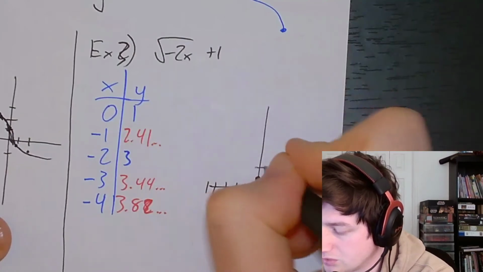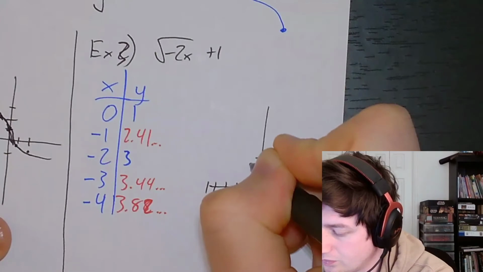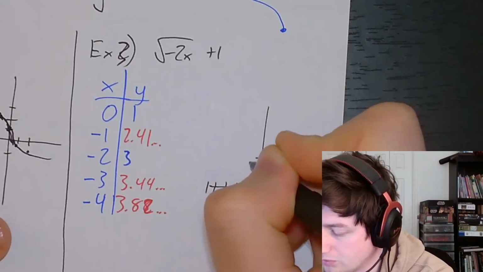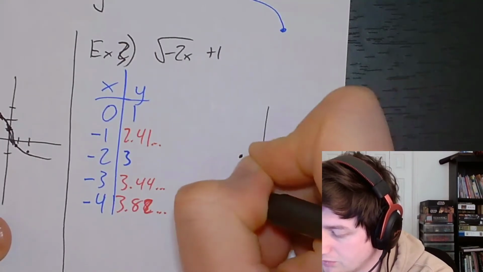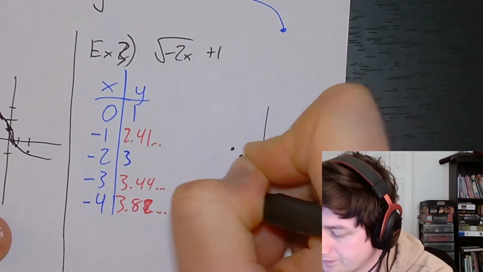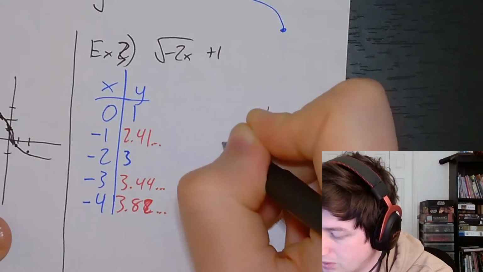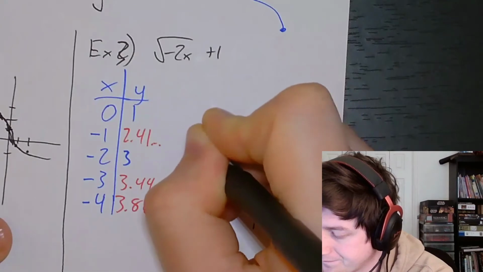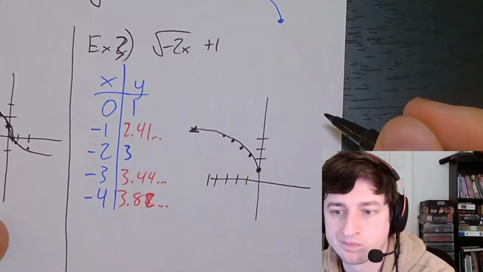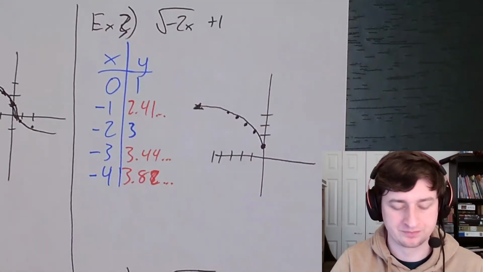Negative 1, and that'll be 2.4. Negative 2, 3. Negative 3, 3.4. Negative 4, 3.8. So it goes like this. That way. Give or take a little bit.